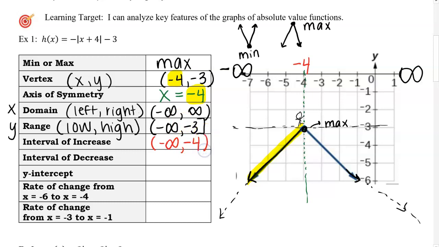For decreasing intervals, we are going to say it's where the graph is going down from left to right. So that's the green portion of the graph here. The green portion of this graph, the x values start at -4 and go all the way to infinity.